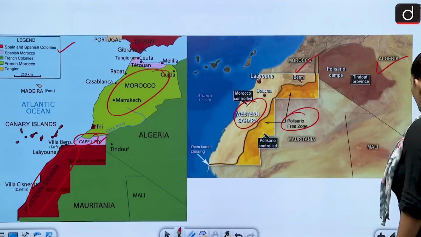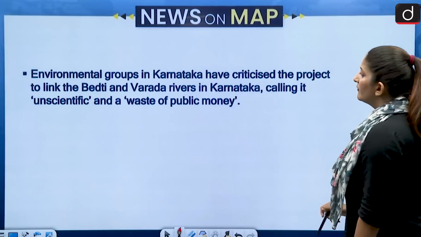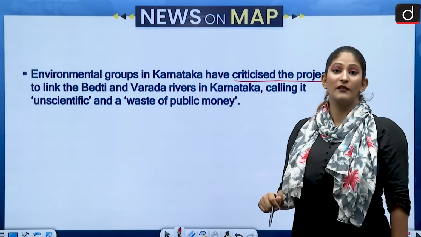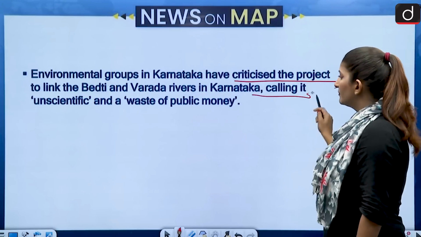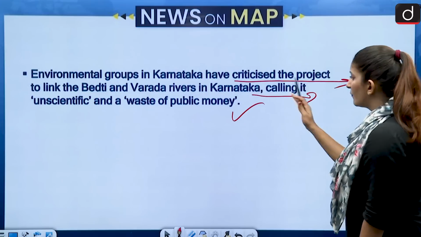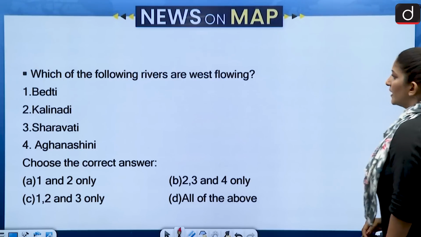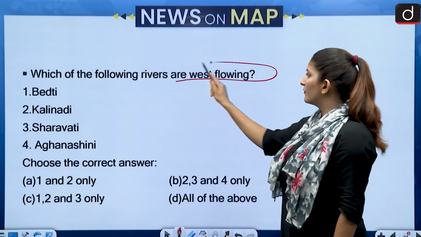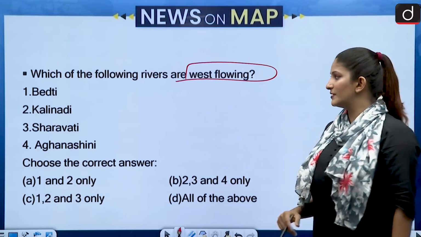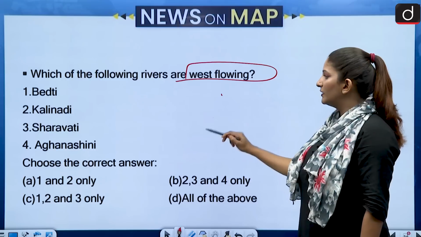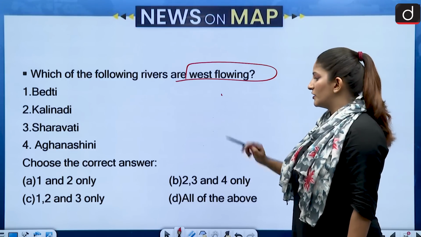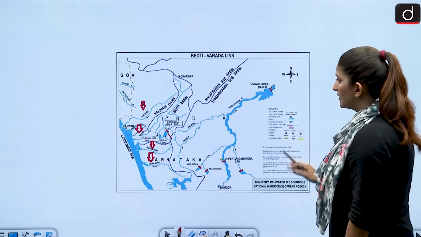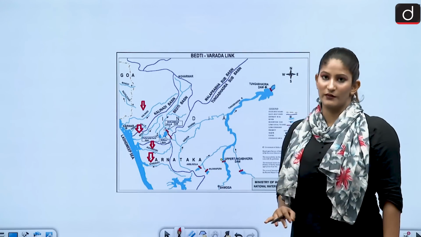Let's move on and talk about our next set of questions. Environmental groups in Karnataka have criticized the project to link the Bediti and Varada rivers in Karnataka because they are calling it unscientific and a waste of public money. So from that we see this question, which of the following rivers are west flowing, that is they go into the Arabian Sea? Bediti, Kali Nadi, Sharavati, Aghanashini. So let us see the map first. This is the map and this is going to show you the west flowing rivers.